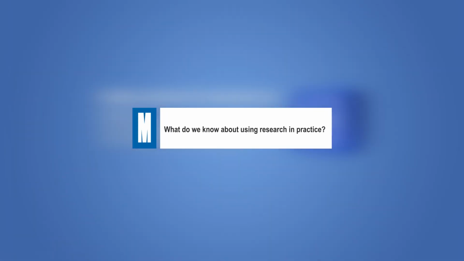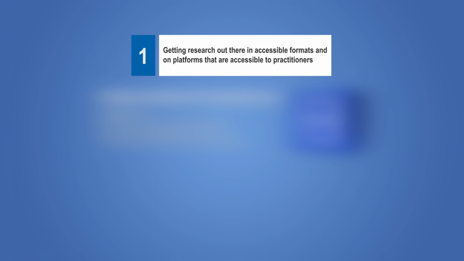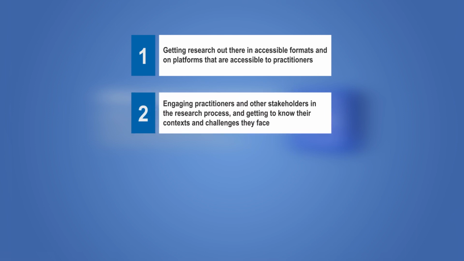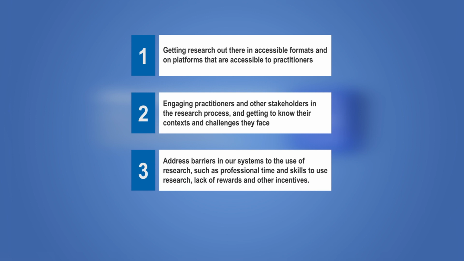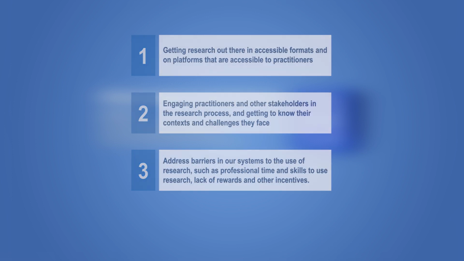So what do we know about using research in practice? To support the use of research in practice, we need to consider three things. Number one, getting research out there in accessible formats and on platforms that are accessible to practitioners. Number two, engaging practitioners and other stakeholders in the research process and getting to know their contexts and the challenges they face. Number three, addressing barriers in our systems to the use of research, such as professional time and skills to use research, lack of rewards and other incentives.